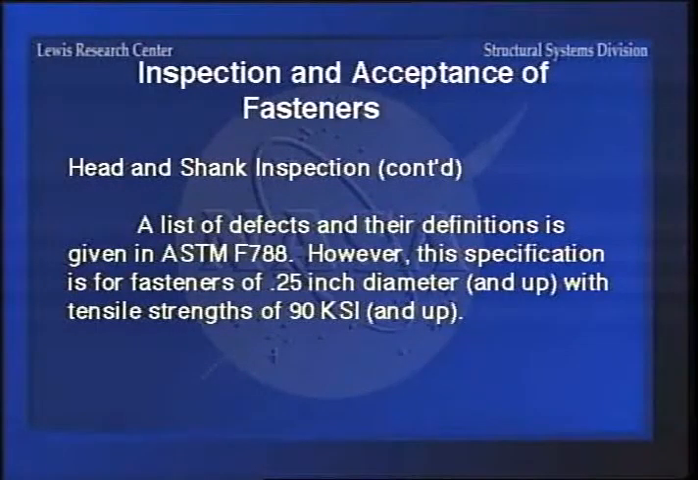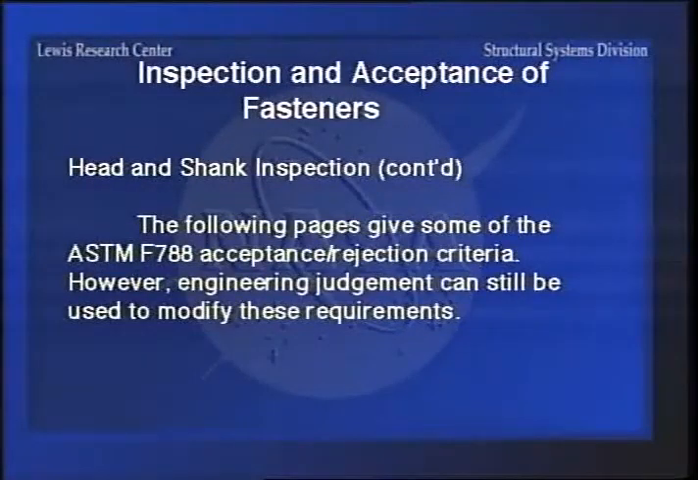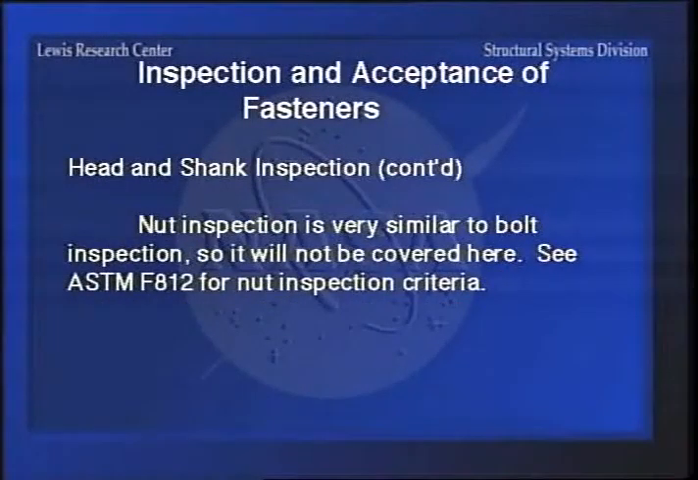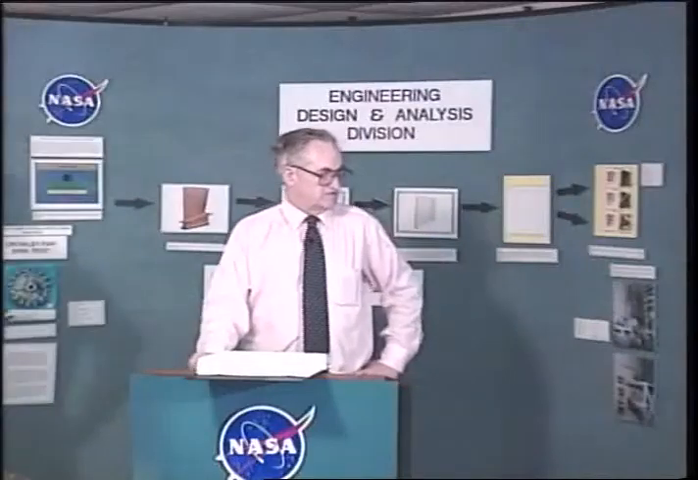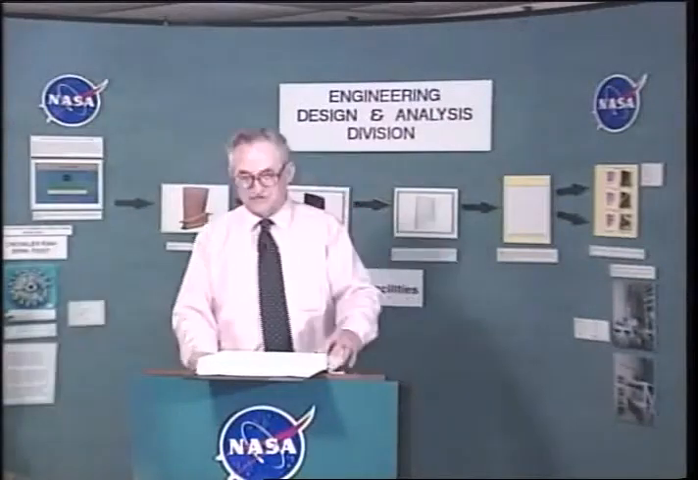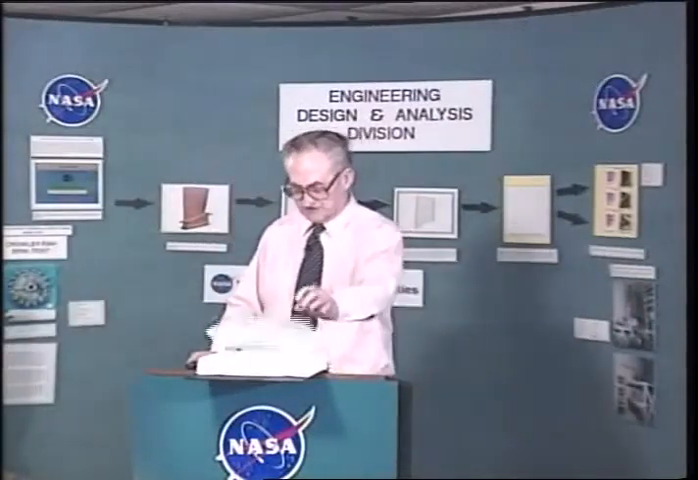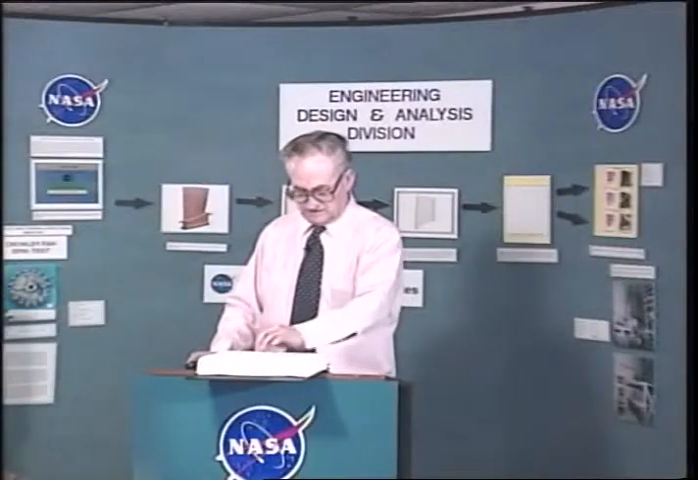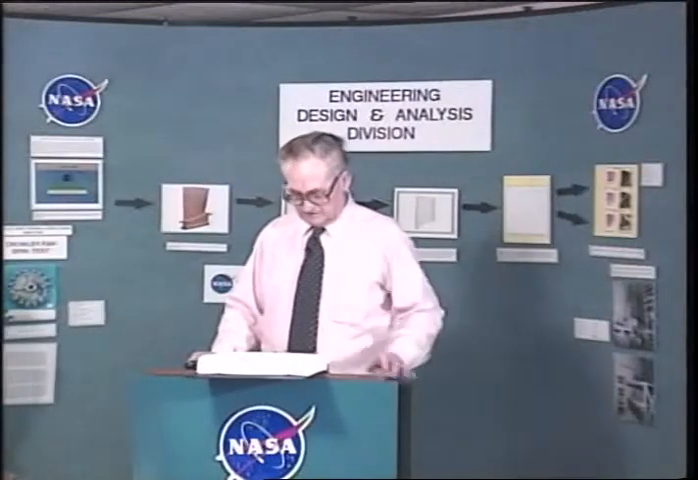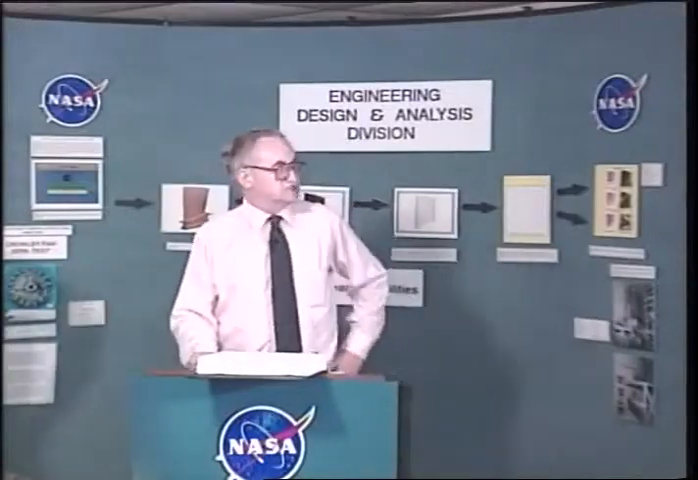So a list of defects and their definitions are given in ASTM F788. That is for the fasteners, and nut inspection is covered in ASTM F812. There are very similar methods of inspection, so I'll cover primarily the ones here just for fasteners and leave the other part out. Now, quench cracks.